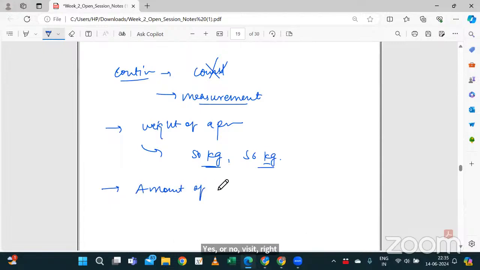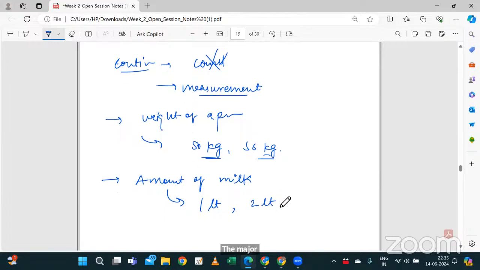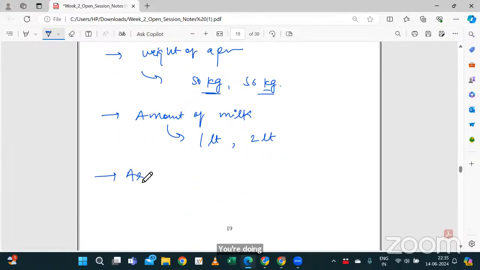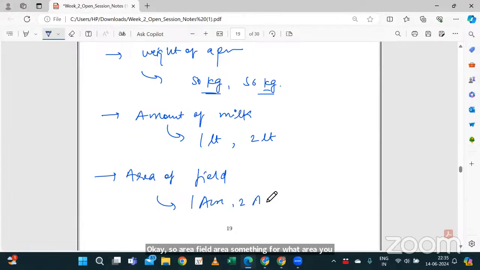Let's say the amount of milk. Can you count it, or do you have to measure? Sir, measure. You have to measure in 1 liter, 2 liters. Let's say the area of a field. Can you count area, or do you measure it? You measure it in, let's say, 1 acre, 2 acres, square units.